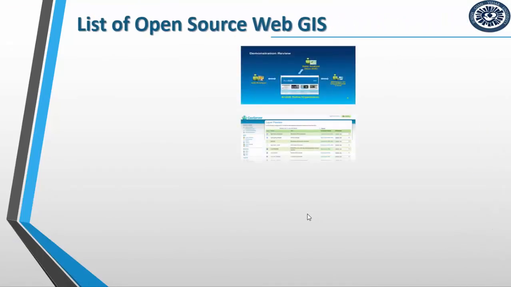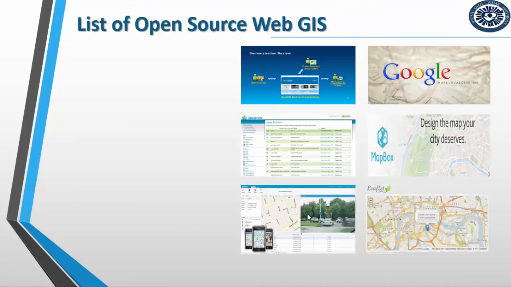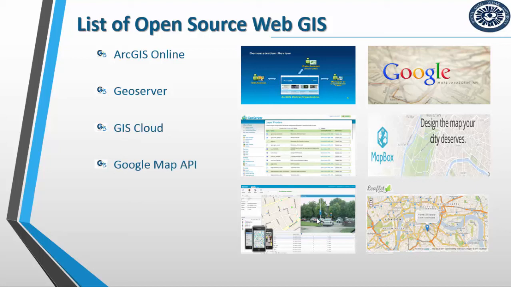Now let's see the list of some open source web GIS. There are many open source web GIS. One of them is ArcGIS Online, then GeoServer, GIS Cloud, Google Maps API, Mapbox, Leaflet.js. In this list, Google Maps API is not fully free.